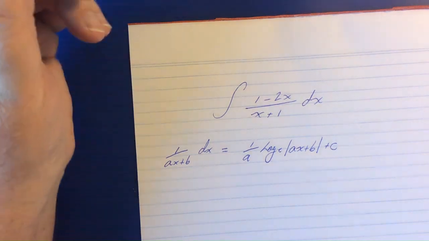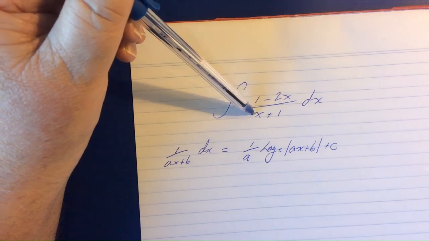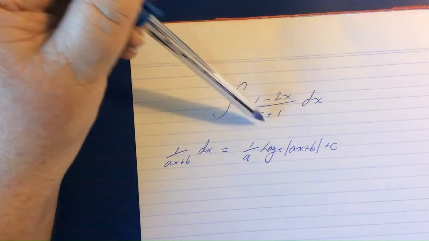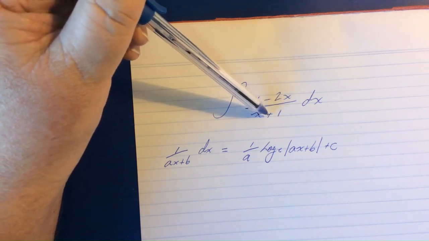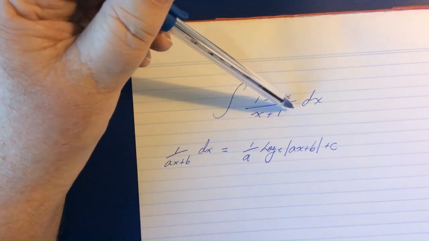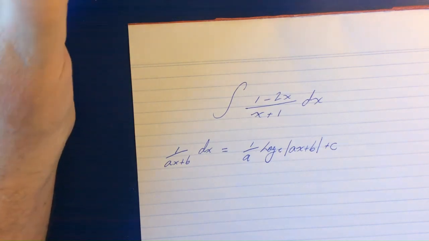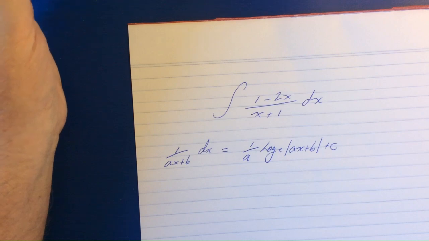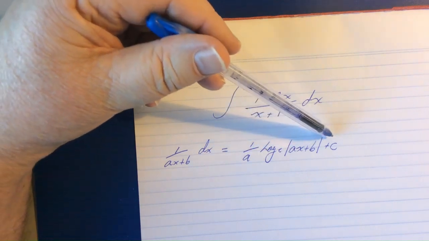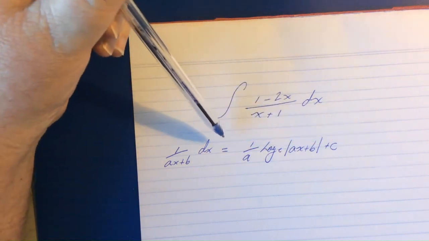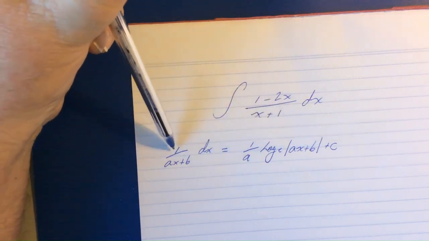What we have here is an example of anti-differentiation where on the bottom of our expression we have something like ax plus b to the power of -1, and that's a special case when it comes to anti-differentiation. It involves logarithms, and you can see here the general formula for dealing with this. It's not particularly difficult when you see something in this form.